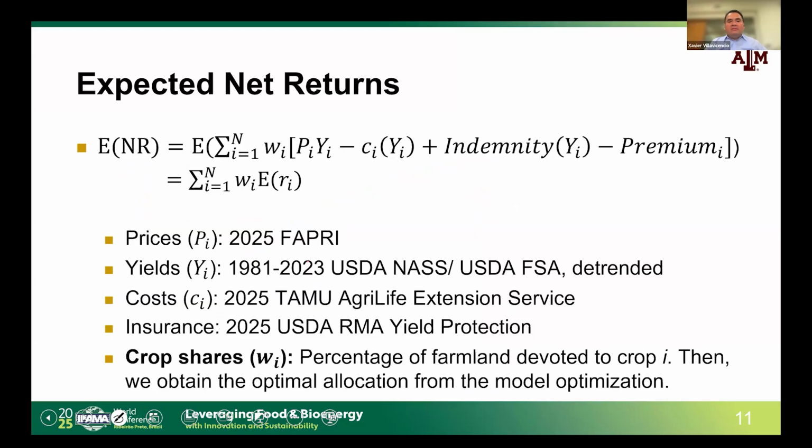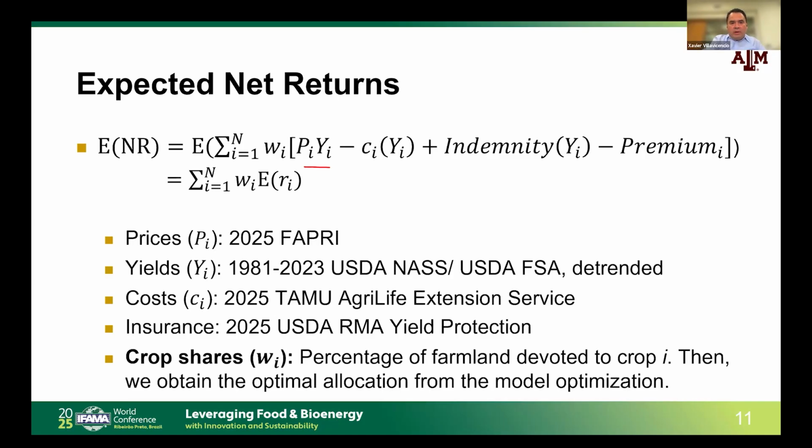How do we calculate the expected net returns? We are using a combination of factors that affect the return of the company. The first one is the revenues, the price times the production. The prices are taken from the Food and Agricultural Policy Research Institute from the University of Missouri. We are taking the production from the USDA, the National Agricultural Statistics Service. We are taking data from 1981 to 2023.